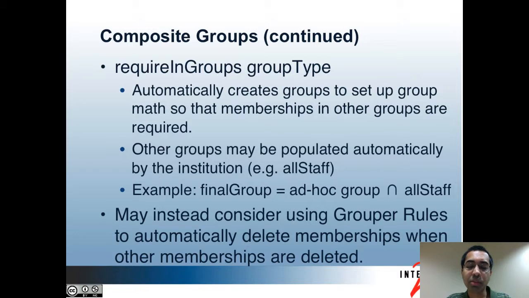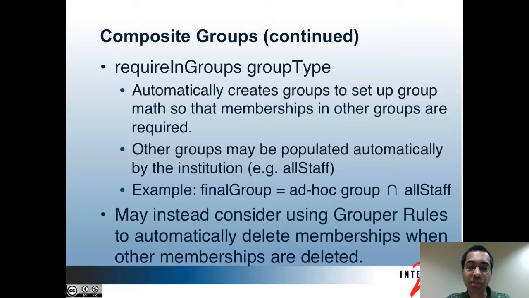There's another group type called Require In Groups. You can use this to set up a composite that's an intersection of two or more groups. So for example, you may want a final group that's the intersection of a group that's maintained manually and an all staff group that's maintained by the Grouper loader or some other automatic way. So if applications use the final group for some entitlement, then when a staff member leaves, he would no longer have access to whatever that entitlement is providing. However, if the staff member comes back, he'll automatically be in the final group again because the person's membership in the ad hoc group was not removed automatically.